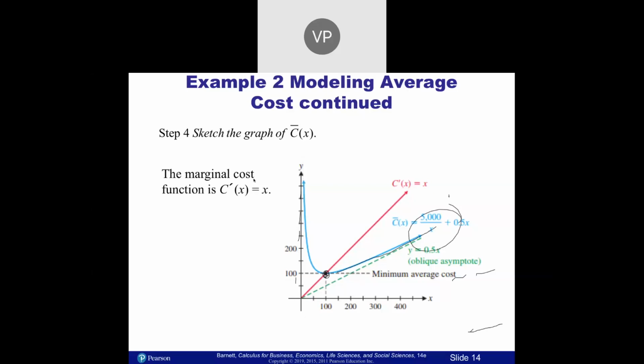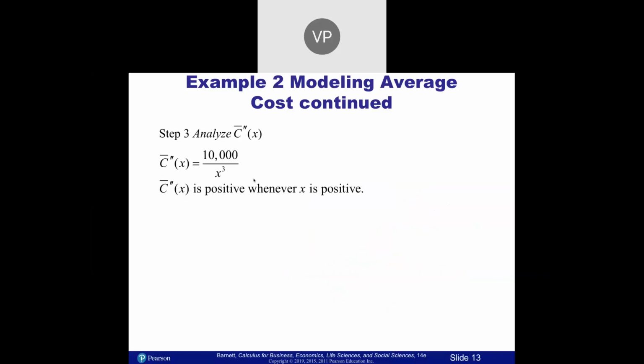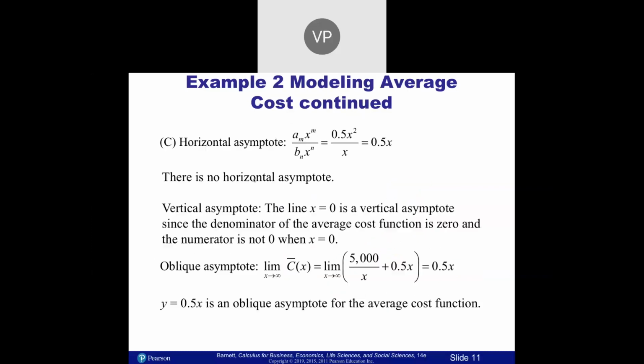Now, the things they're looking for is what's the marginal cost of the function? Well, that's the derivative of C. And they have just that plain x right here. And let me take you back a few slides to show you. Remember where the cost was?